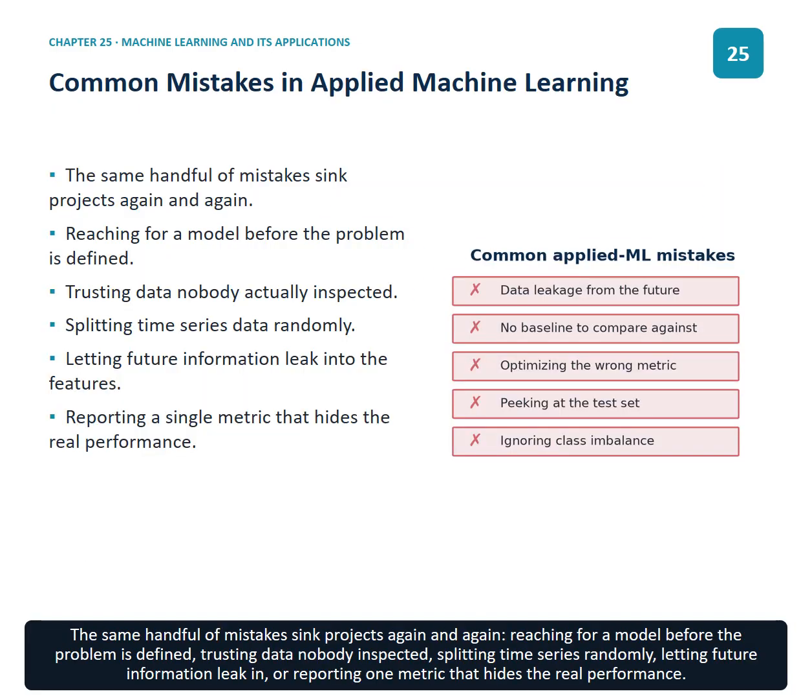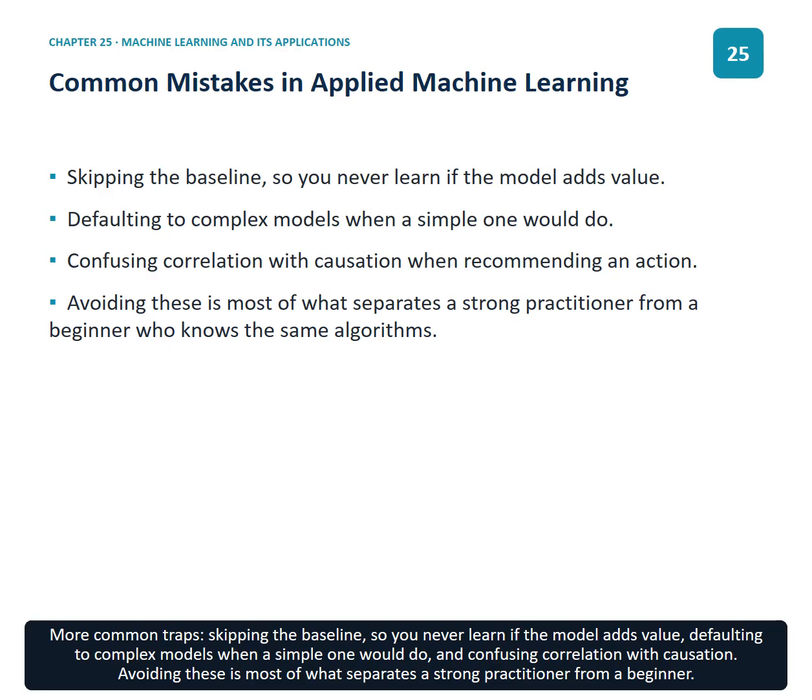The same handful of mistakes sink projects again and again: reaching for a model before the problem is defined, trusting data nobody inspected, splitting time series randomly, letting future information leak in, or reporting one metric that hides the real performance. More common traps: skipping the baseline, so you never learn if the model adds value, defaulting to complex models when a simple one would do, and confusing correlation with causation. Avoiding these is most of what separates a strong practitioner from a beginner.